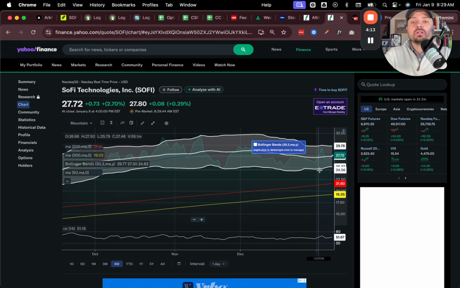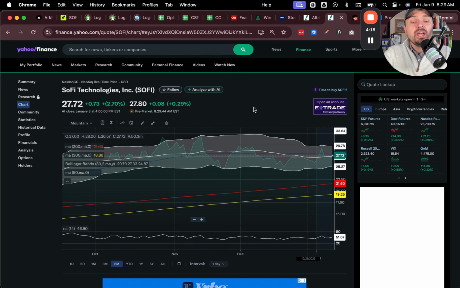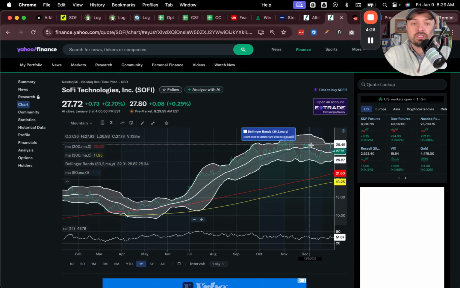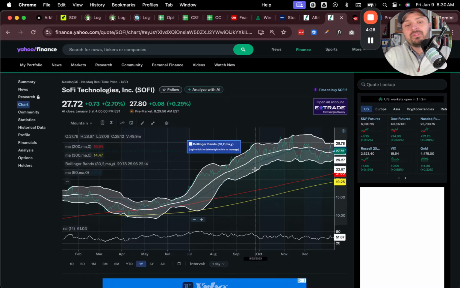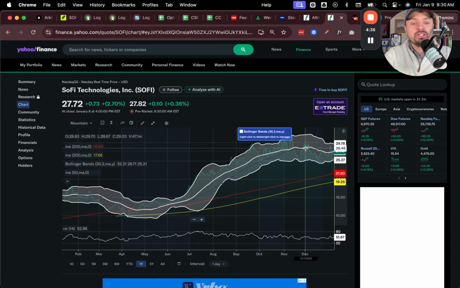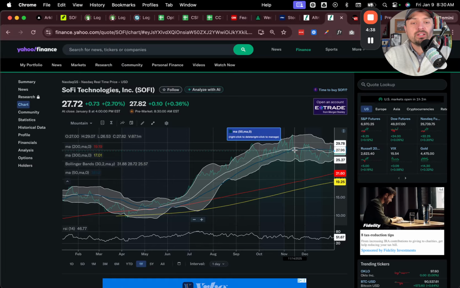So for example, let's look at SoFi here. Right now I can see SoFi's trading at its 50-day moving average. Over the past year, it's just had a great time. But look at this, we've started to flatten out. We really started to see flattening on this 50-day moving average at the end of November, actually a little bit mid-November.